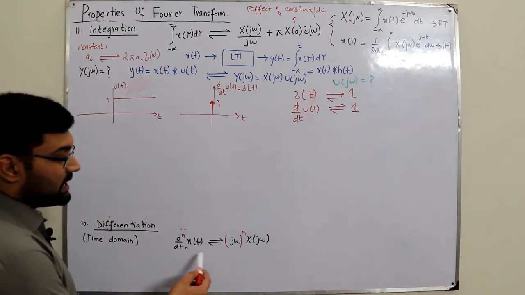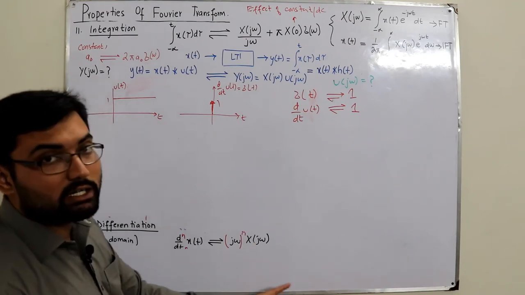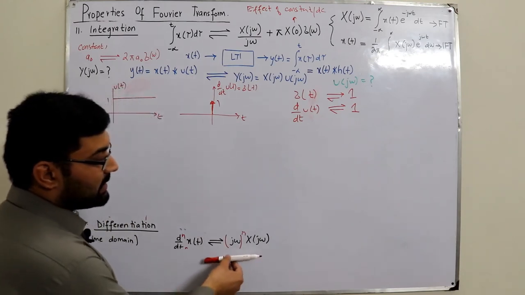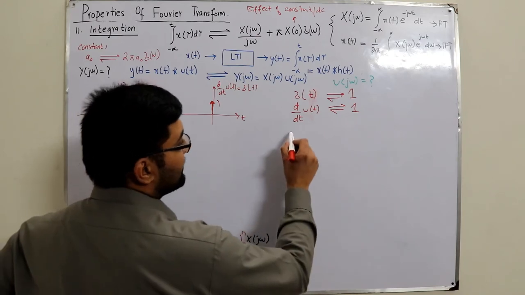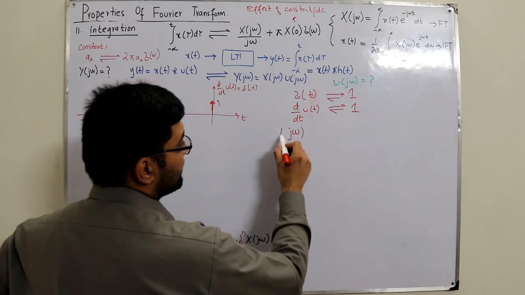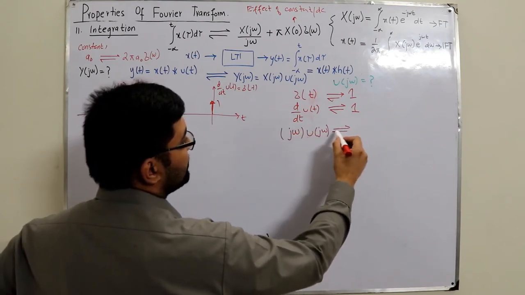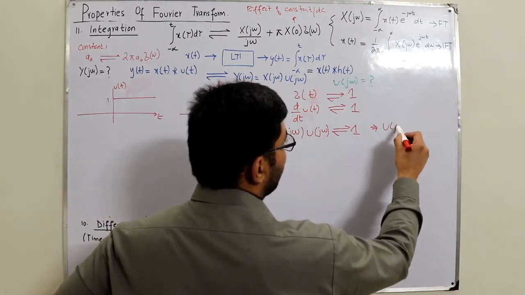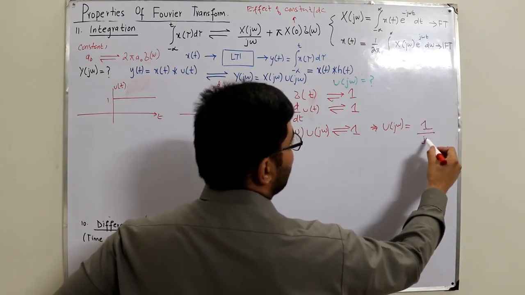So for the derivative of x of t, what do you have for the Fourier transform? The Fourier transform of the original signal, which means u of t, has to be multiplied with j omega. So this is now j omega multiplied by U of j omega, and this is equal to 1. And what does this imply? This implies that U of j omega is equal to 1 upon j omega.